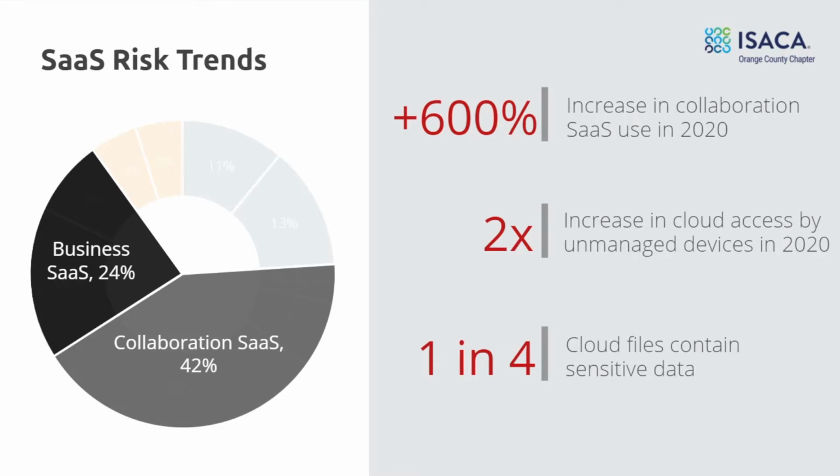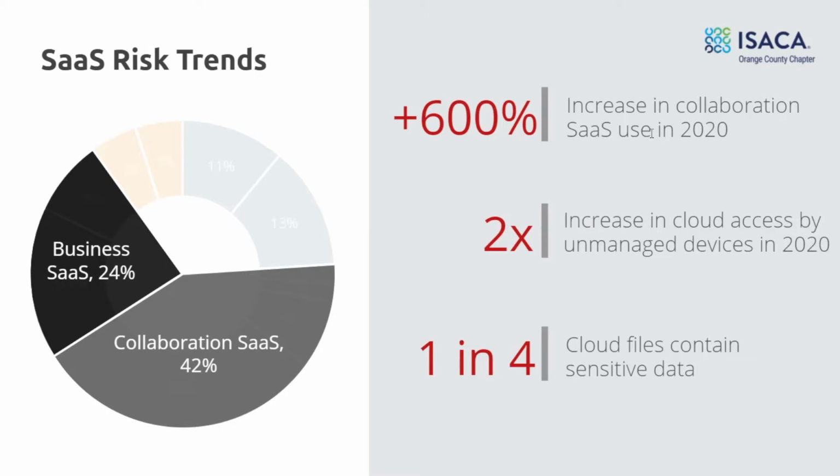So quickly shifting gears to some of the key trends we've seen since the lockdown, particularly. Looking at the SaaS risk trends, there's been a massive influx of collaboration SaaS apps that have been used in 2020, thanks to the worlds of Zoom and Microsoft Teams that we live in today. There's been almost a 100% increase in cloud service access by unmanaged devices. We talked about that in the previous slide.